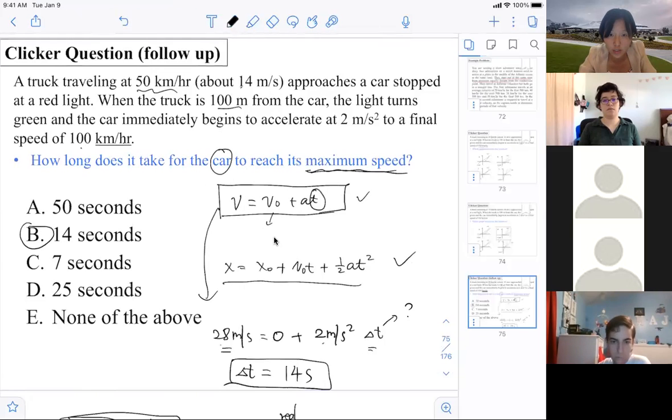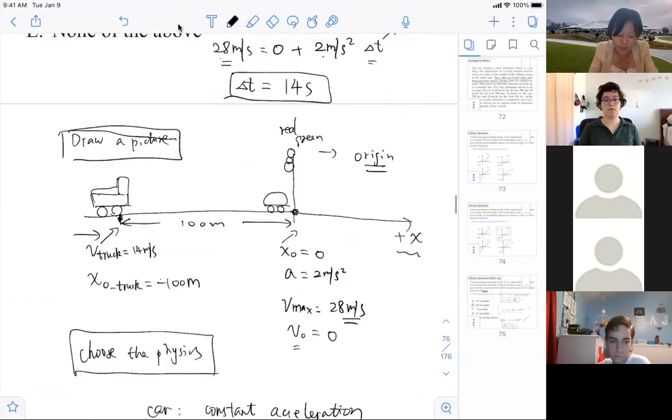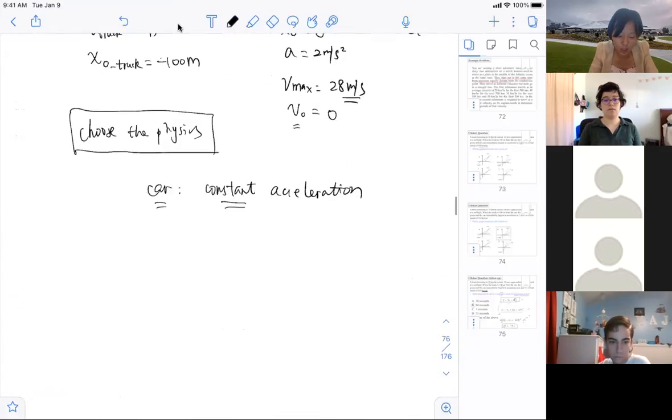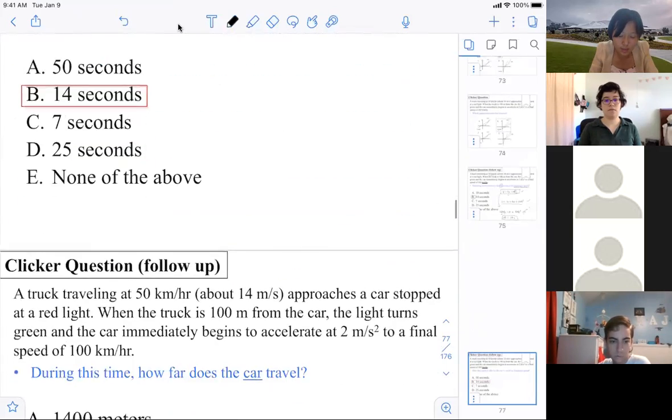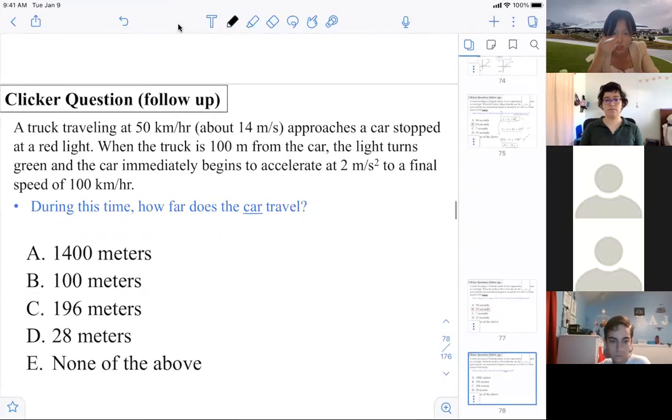And you guys did a good job. I think the majority of the answers were correct. The choice is correct. All right, so with that, you can see that is the car. And that still doesn't tell us if they pass or not.